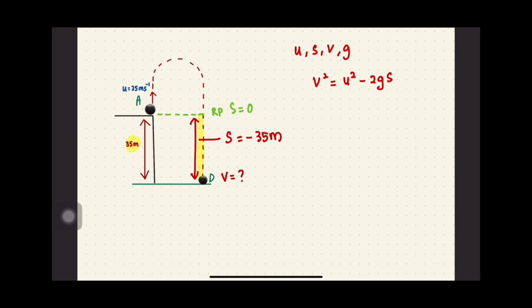Okay, so to find V, U is 25 to the power of 2, minus 2, G is 9.81, and then S is negative 35. So what's the value for V? V is equal to 36.22 meters per second.